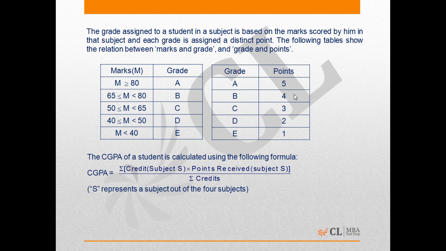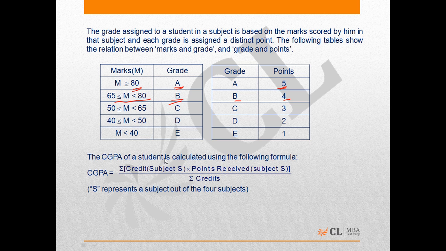The grade assigned to a student in a subject is based on the marks scored by him in that subject, and each grade is assigned a distinct point. Now it is talking about grade. Grade is given based on the marks obtained. Like if somebody gets 80 or more marks, he gets grade A in that subject. If somebody gets marks between 65 and 80, including 65 and excluding 80, one gets grade B. Grade A stands for 5 points, grade B stands for 4 points, and so on.